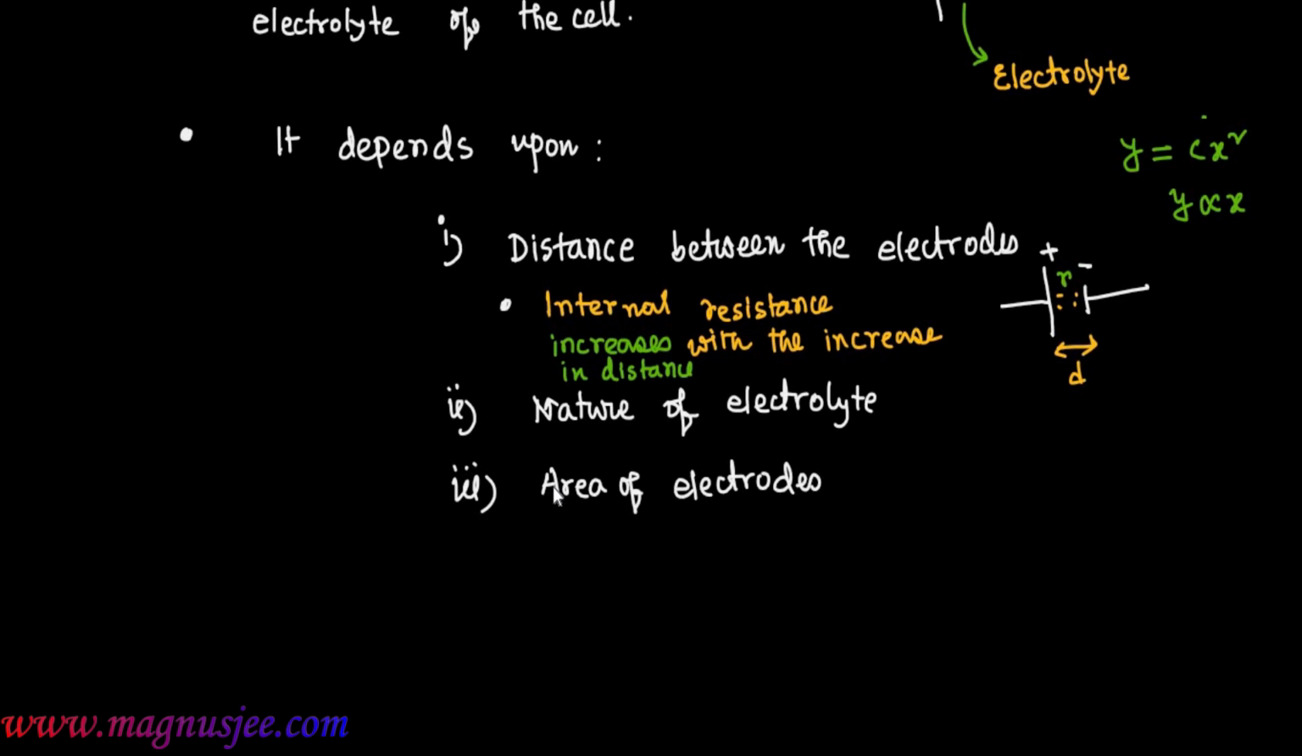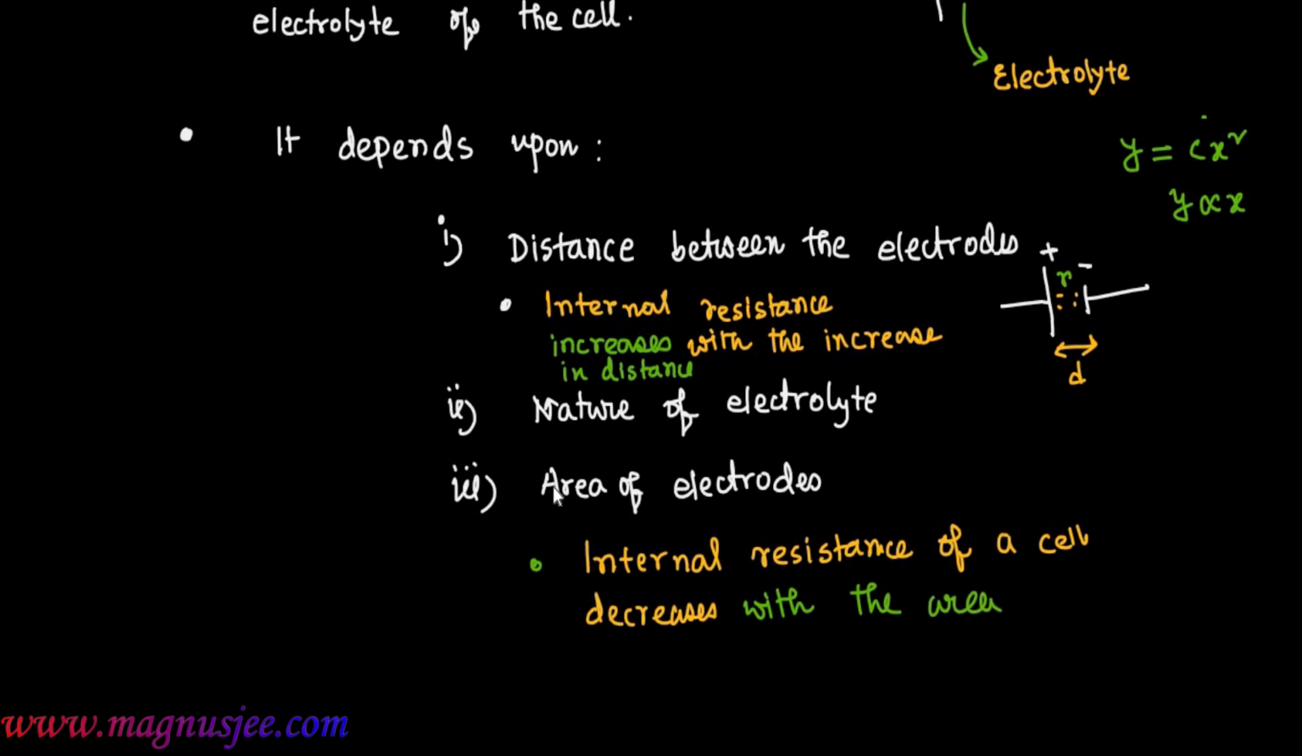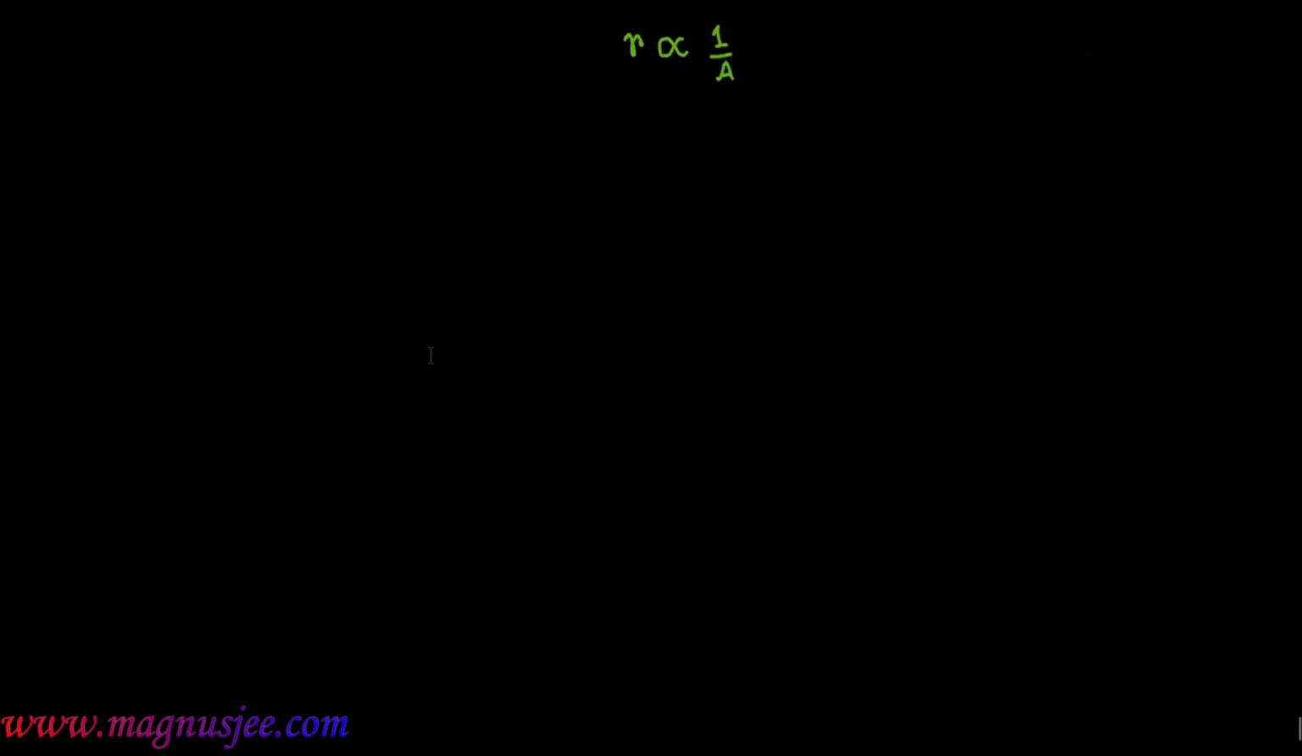And also we have to mention in what way internal resistance depends upon the area of electrodes. Internal resistance of the electric cell decreases with the increase in area of the plate or electrodes. That means internal resistance is inversely proportional to area of cross section.